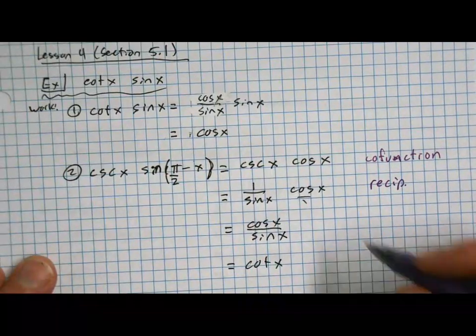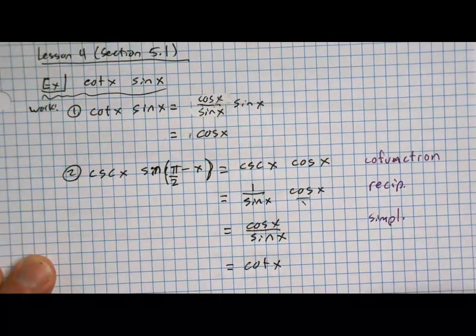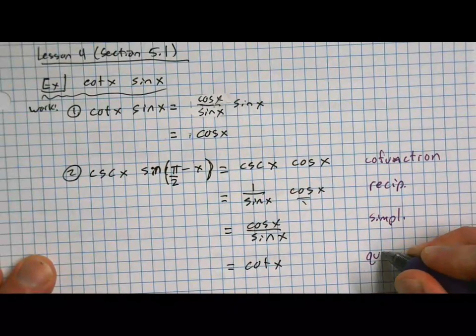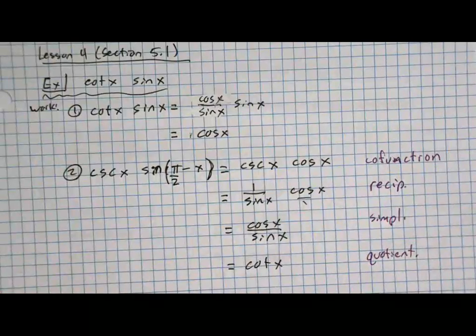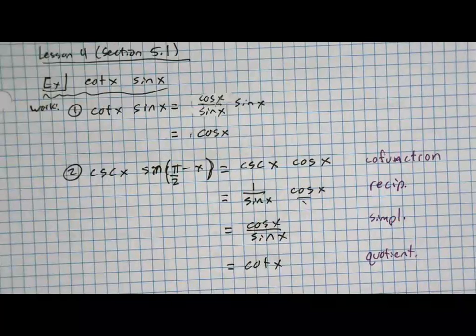So what do we do here? We just multiplied them. I'm just going to write simplify. And then cotangent, we used a quotient identity. Bless you. All right, let's keep going.